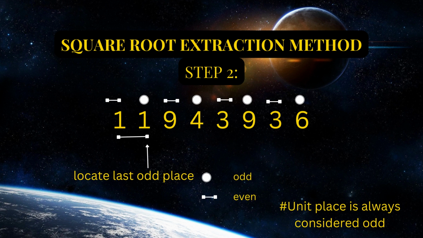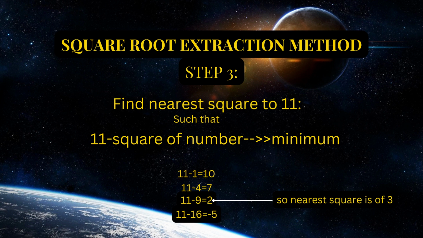So now locate the last dot place, that is the second digit from the left, and find the number that holds the position. So here the position holding number is 11. And then next, let us move on to step 3, where we have to find the nearest square to 11, such that 11 minus that square should be minimum. And let us understand by example.